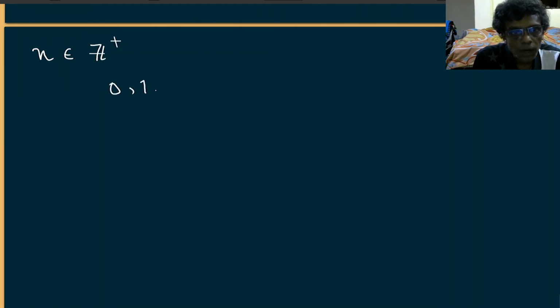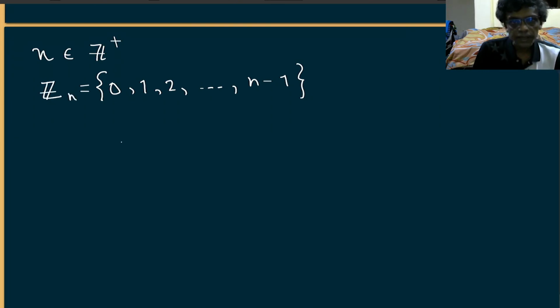Okay. So now, you are given a positive integer n, in Z plus. So all possible remainders are 0, 1, 2, up to n minus 1. This is the set of all possible remainders. Let us denote this as Zn. Now out of these remainders, I ask the question, how many are coprime to n?